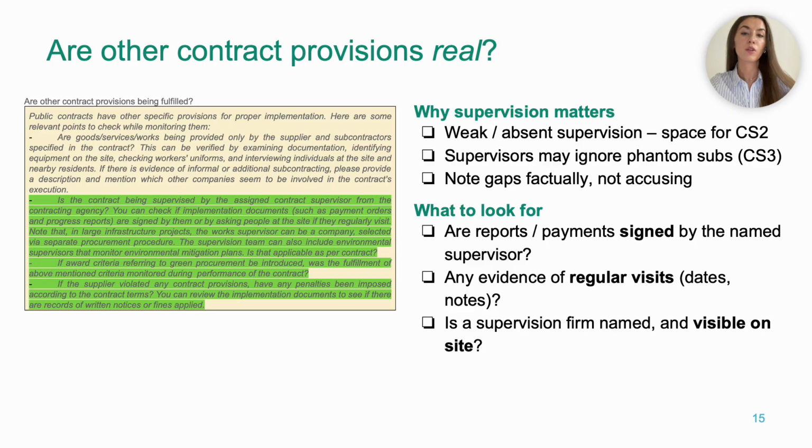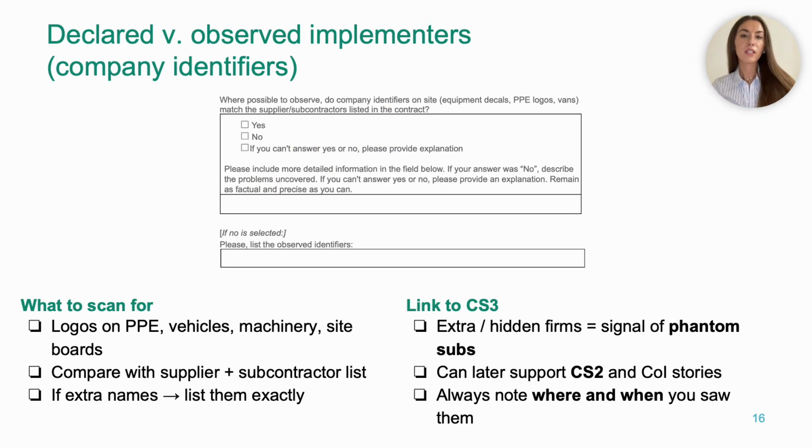So you're not judging individual professionals here, you're just documenting whether the control system that should protect public money is actually functioning. This is the field twin of the subcontracting checks we did in Step 1. On paper we saw who is supposed to be doing the works, whereas now in Step 2 we're asking who is actually on site. Treat this as a logo hunt.